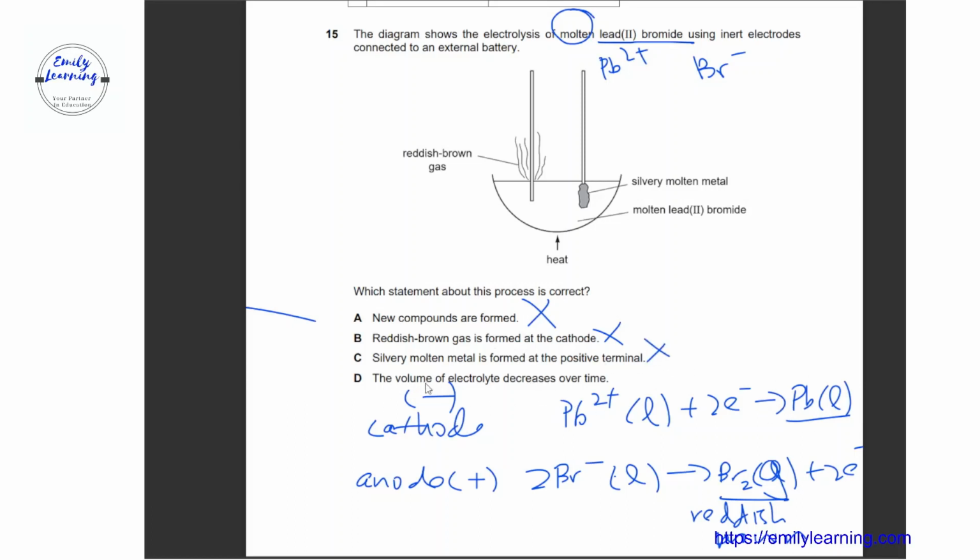Wrong. The volume of electrolyte decreases over time. Yes, because bromine gas is formed and it will be discharged, right? It will just vaporize out. So the amount of substances left will decrease, so the volume will decrease. So D is the answer.